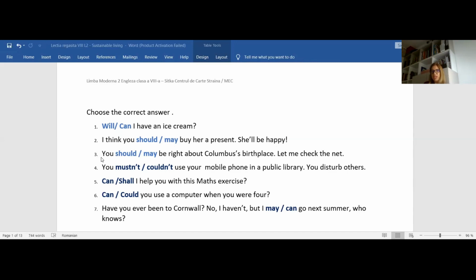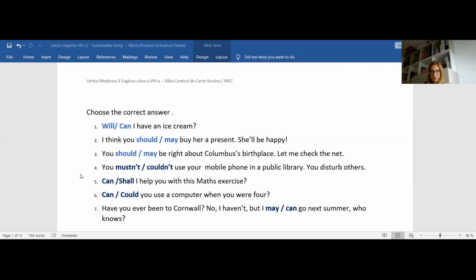For sentence number 3, you should, may be right about Columbus's birthplace. Let me check the net. Sentence number 4, you mustn't, couldn't use your mobile phone in a public library. You disturb others. Sentence number 5, can, shall I help you with this math exercise? Number 6, can, could you use a computer when you were 4? And finally, number 7, have you ever been to Cornwall? No, I haven't, but I may, can go next summer, who knows?